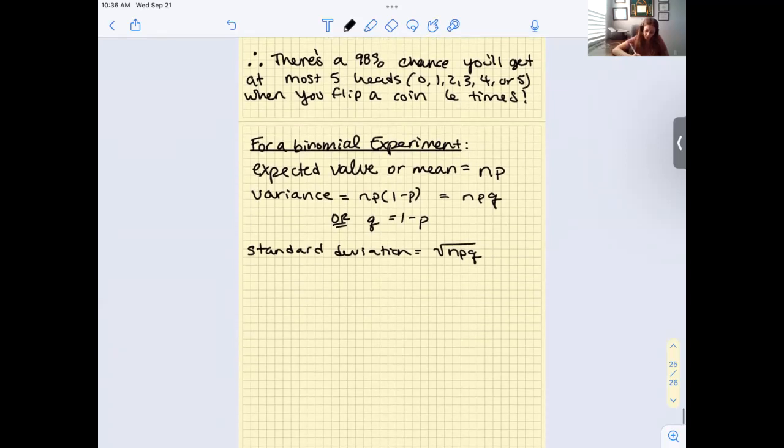So for example, if we were going to flip a coin 100 times, let's see if we can figure out what each of these variables would be. So how would you calculate the mean?